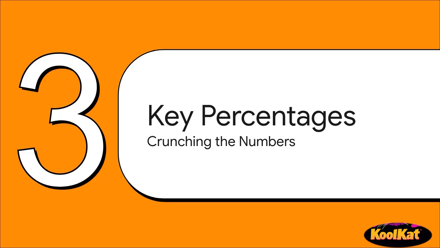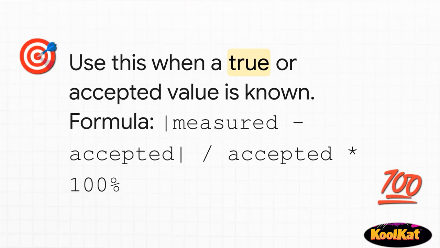All right, let's start putting this stuff into practice. We're going to focus on that U for uncertainty in our MEASURE toolkit. And on the GED, that often boils down to being able to crunch two key percentages. First up, we've got percent error. This is the formula you're going to use when the problem gives you a known or accepted value, like a scientific fact. The goal is super simple. How far off was your measurement from the real thing?